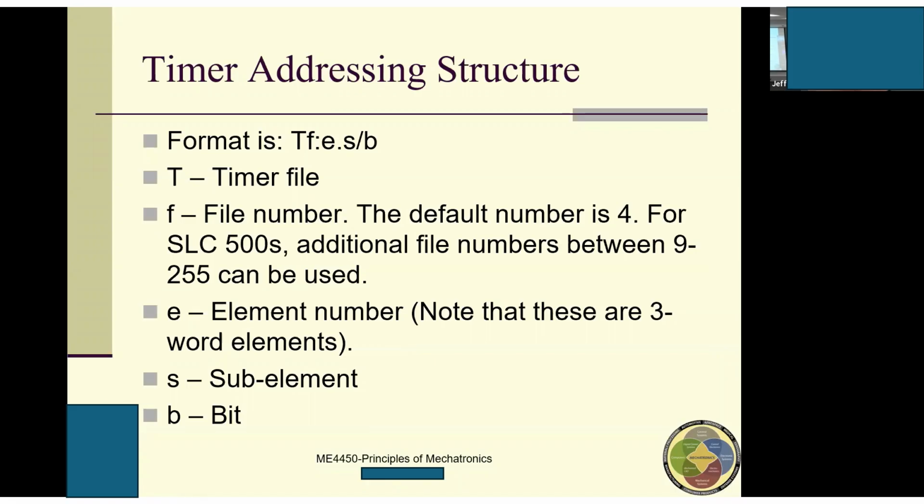Timer. If you want to define a timer, you must know how to define it. This here is the format. Timer, colon, ESB, B is bit. You need to specify the bit. T is timer file, and F is the file number, and we usually use 4. So we usually use T4. The E is the element number, and there are 3 word elements. S is a sub element, and B is a bit.